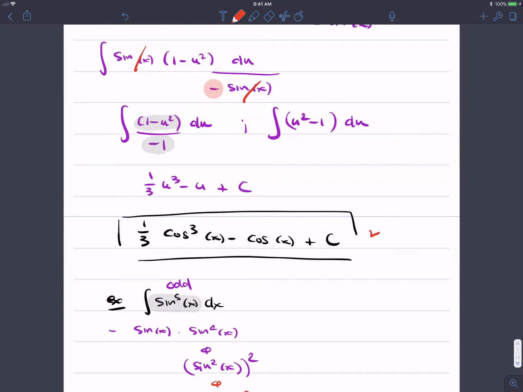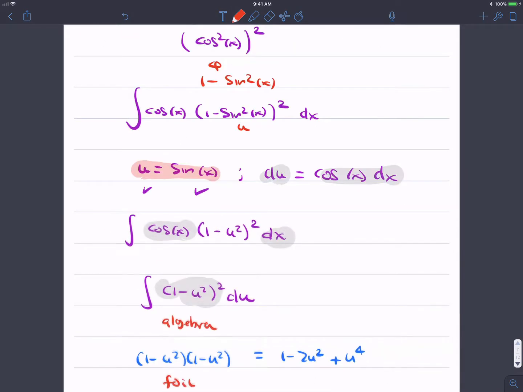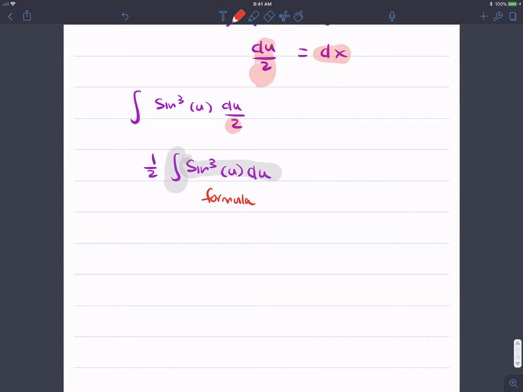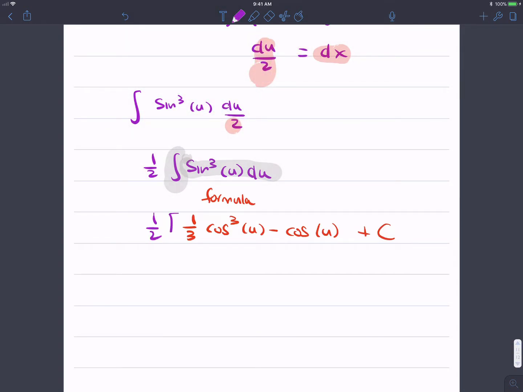Here's my answer. 1/3 cosine cubed minus cosine. So that's what we're going to use, but instead of an x, we're going to replace it with a u. So it'll be 1/3 cosine cubed u minus cosine u. You can say plus c. And remember, we multiply this whole thing by 1/2.